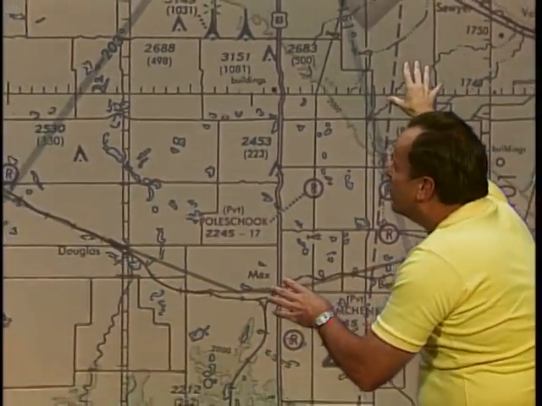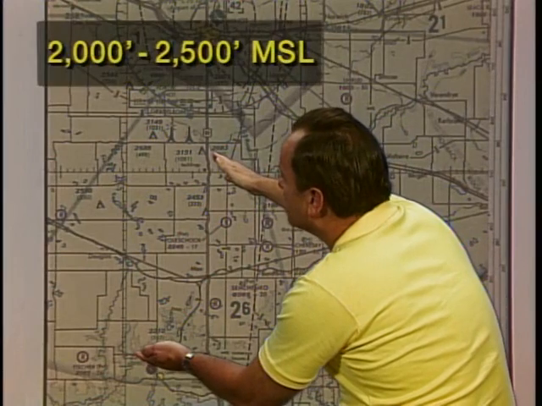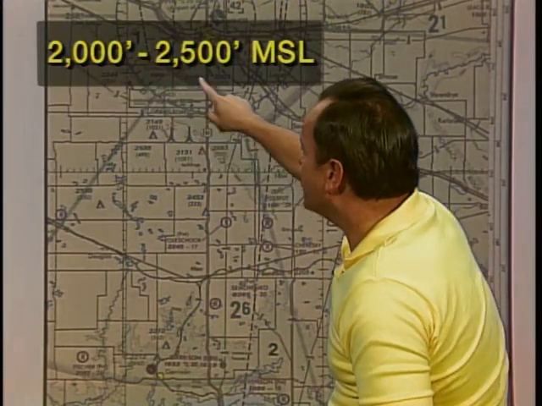The green area is less than 2,000 feet. The tan area is above 2,000 feet. Since the contour intervals are 500 feet, this tan area is between 2,000 feet and 2,500 feet MSL.